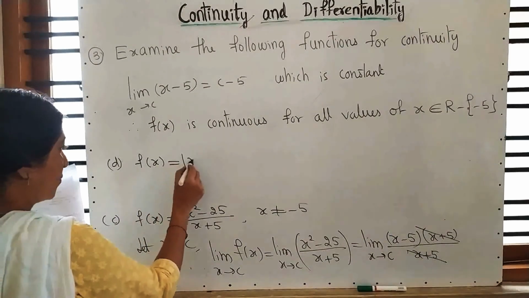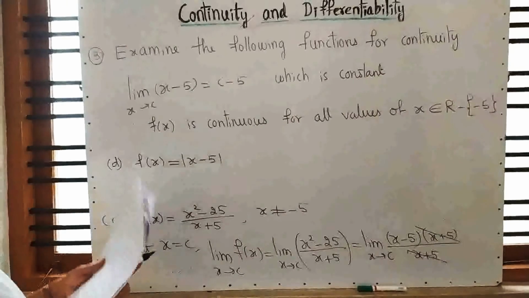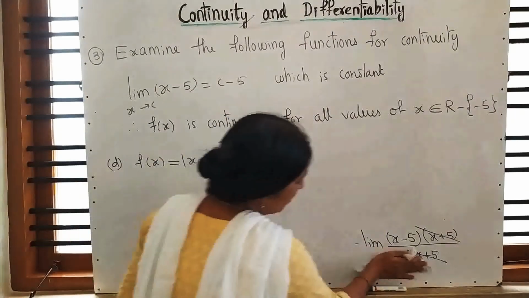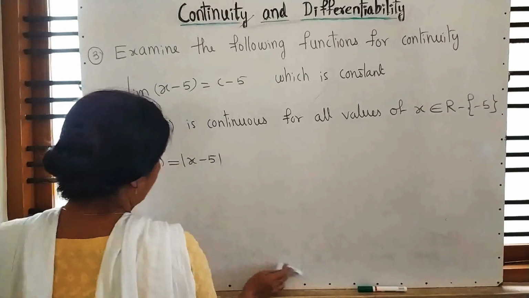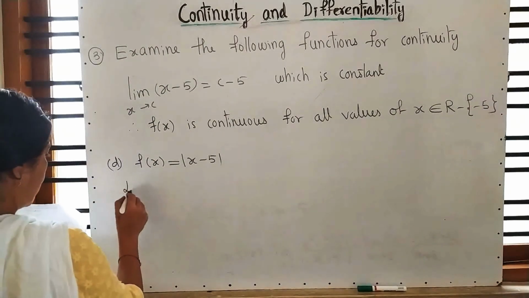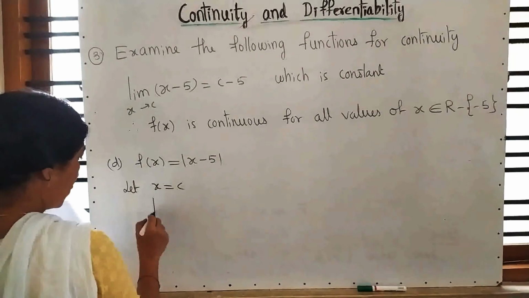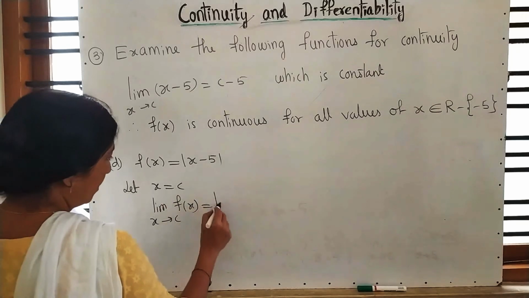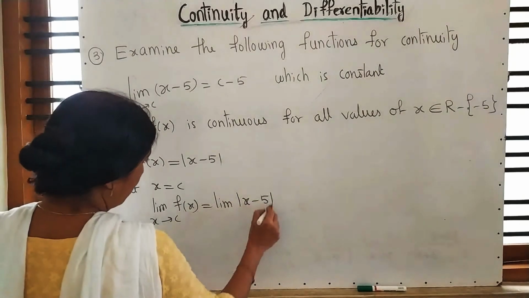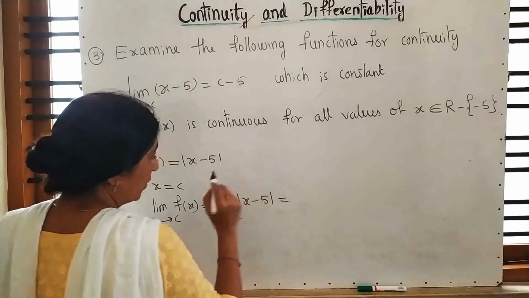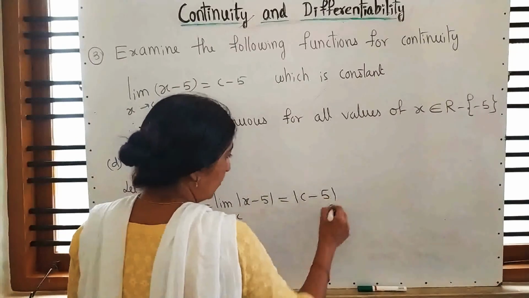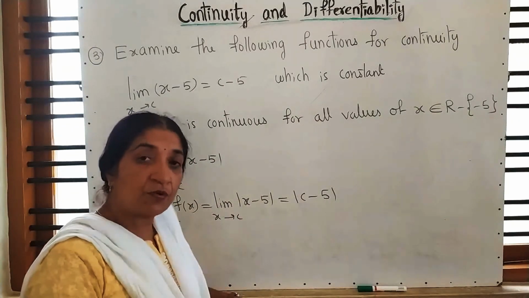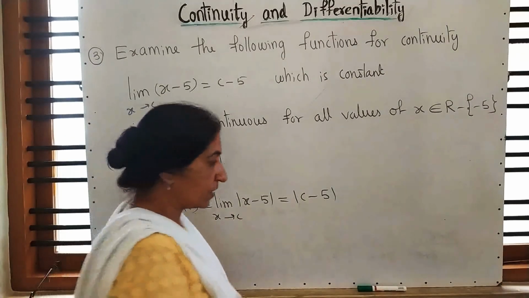f of x is equal to mod of x minus 5. Here also I am taking some constant c. It may be any constant in the set of real numbers. Let x is equal to c. Limit f of x as x tends to c is limit mod x minus 5 as x tends to c. So in place of x, if you write c, mod of c minus 5. It may be positive or negative depending on c. But positive or negative, whatever, is it a constant or not? Yes.